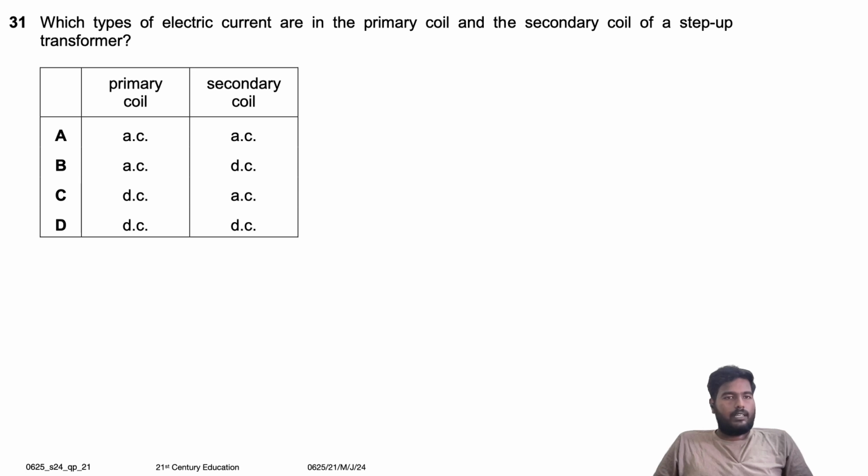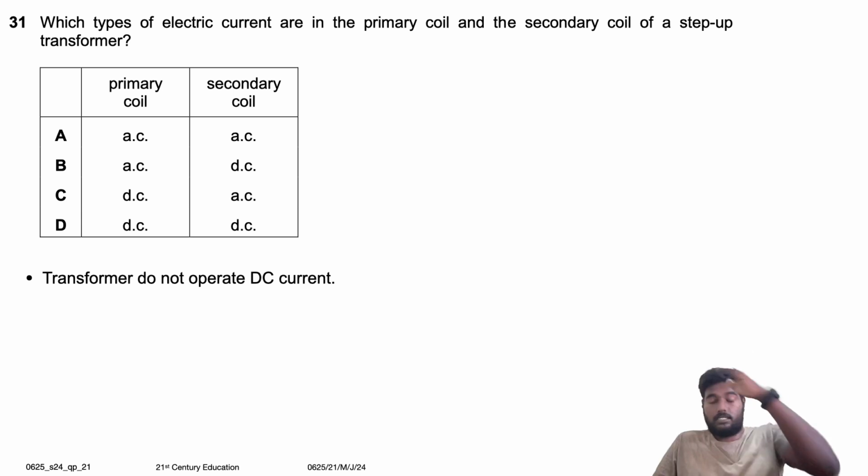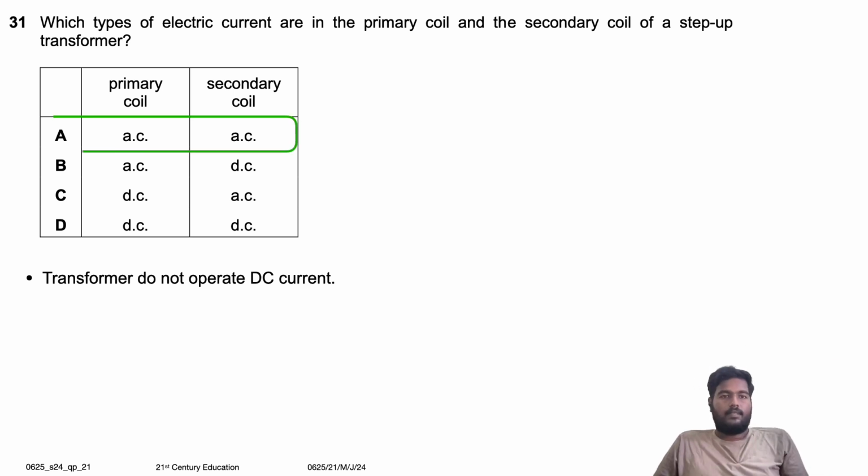Which type of electric current are in the primary coil and secondary coil of a step-up transformer? Okay. So we have to remember clearly that the transformer works based on the mutual induction concept. So it does not work with DC. A transformer does not operate with DC current. So in both the primary coil and secondary coil, it's just AC, alternating current only.